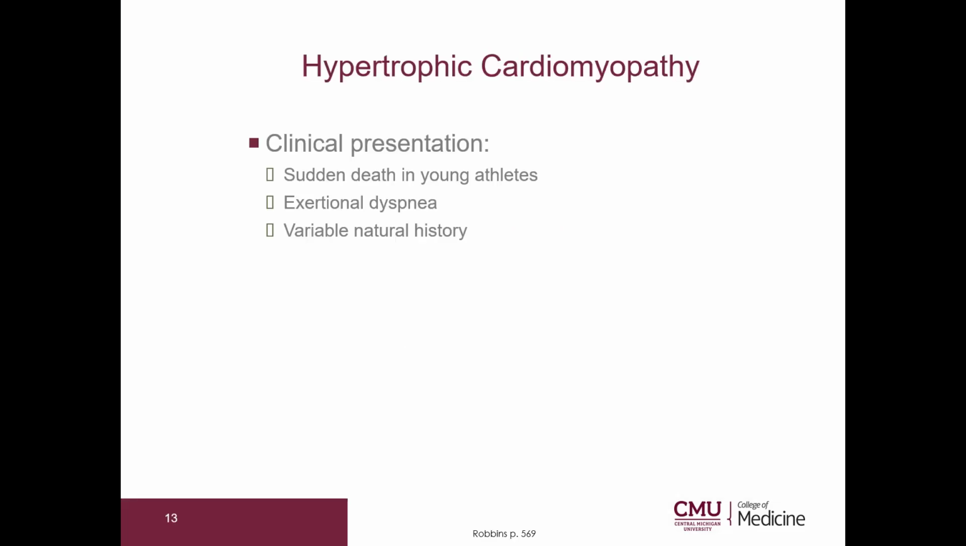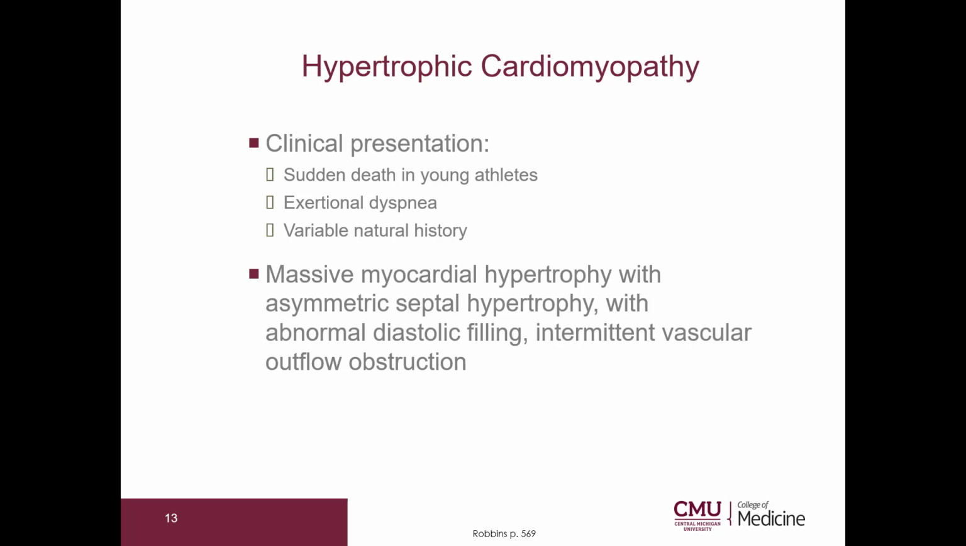The clinical presentation includes sudden death in young athletes, exertional dyspnea, and it has a variable natural history. You generally get a massive myocardial hypertrophy with asymmetric septal hypertrophy, abnormal diastolic filling, and intermittent vascular outflow obstruction. Let's take a look at the pathology.